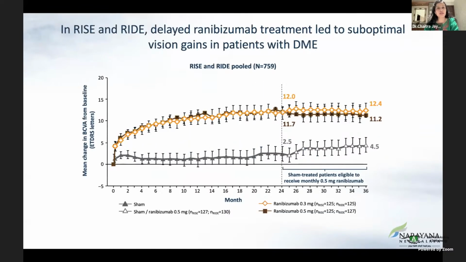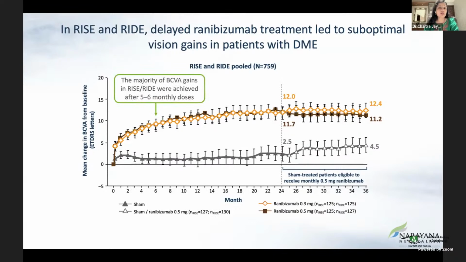And this was shown in the RISE and RIDE study, which showed that delayed ranibizumab treatment leads to suboptimal visual gains in patients with DME. So when we're looking at our patients, especially younger DME patients who are probably the breadwinners for the family, we want to give them the best possible treatment in the least possible amount of time, because delaying is only going to reduce their benefit from treatment itself.